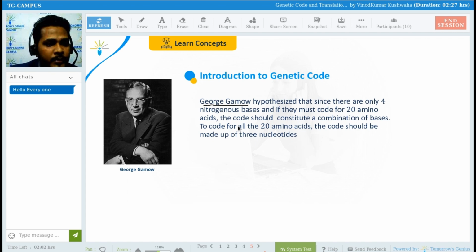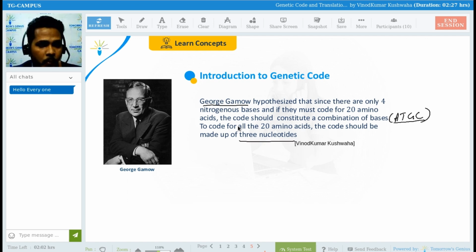That is AUGC, or we can say ATGC, right? A combination of bases means ATGC. It should always be in the combination of ATGC. To code for all the 20 amino acids, the code should be made up of 3 nucleotides. Now, 3 nucleotides, if it is 4, how can it be? So it was first hypothesized by this George Gamow.